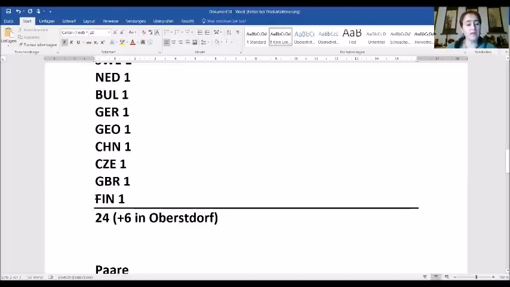Again, all the 24 ladies that were in the final got a spot. And here we reach the maximum number of 24. That means 6 additional ones are available in Oberstdorf.